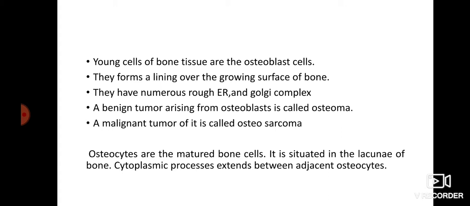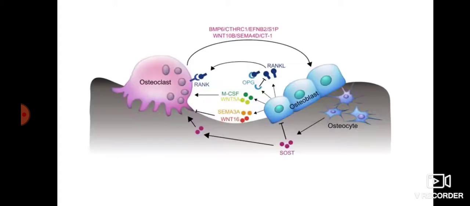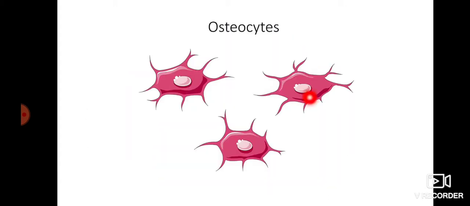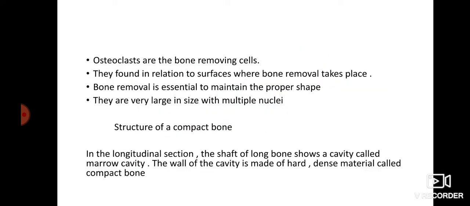Osteocytes are matured cells, situated in a space called lacuna. Cytoplasmic processes arise from the surface. As this picture shows, numerous cytoplasmic processes arise from the surface. And the osteocytes are located in a special place called lacunae. Osteoclasts are bone removing cells found in relation to the surface where bone removal takes place. It is essential to maintain the proper shape. They are very large in size with multiple nuclei.